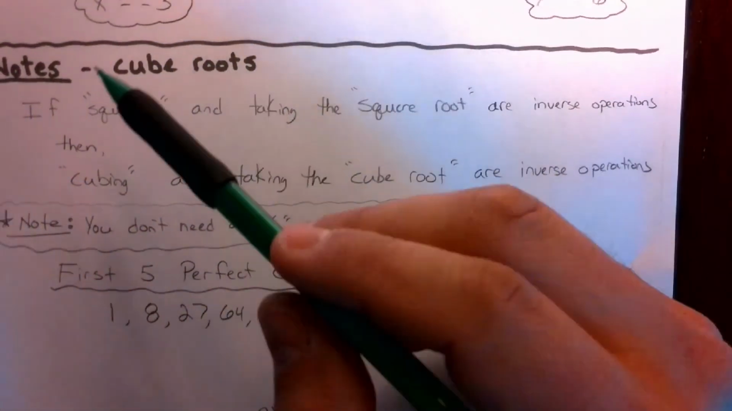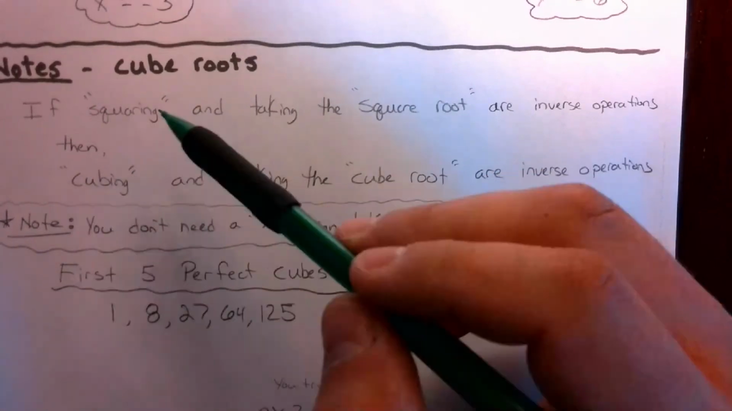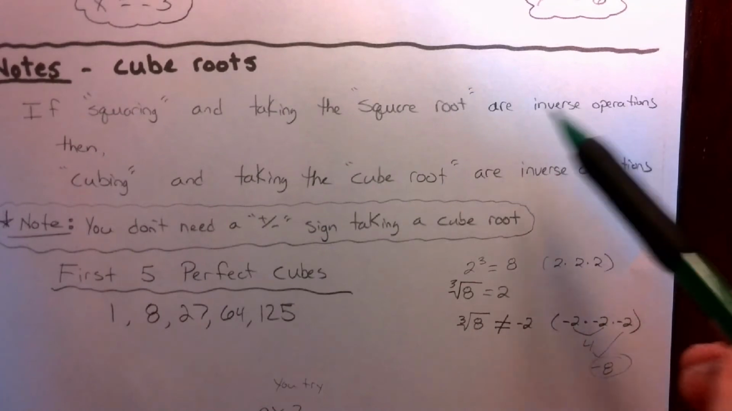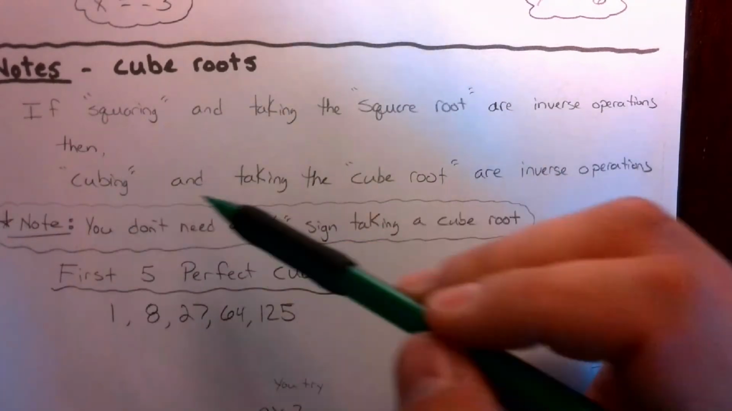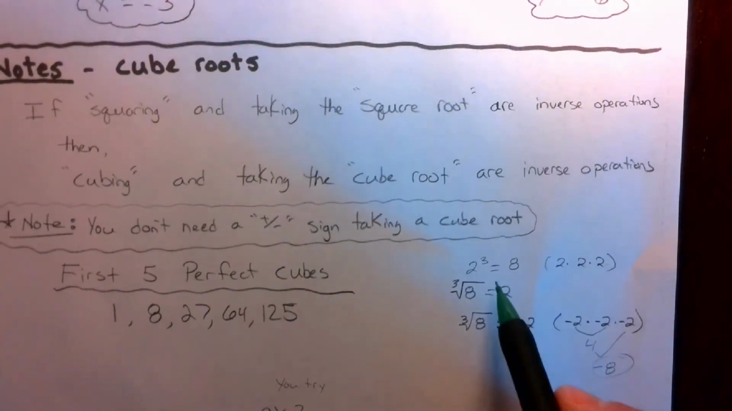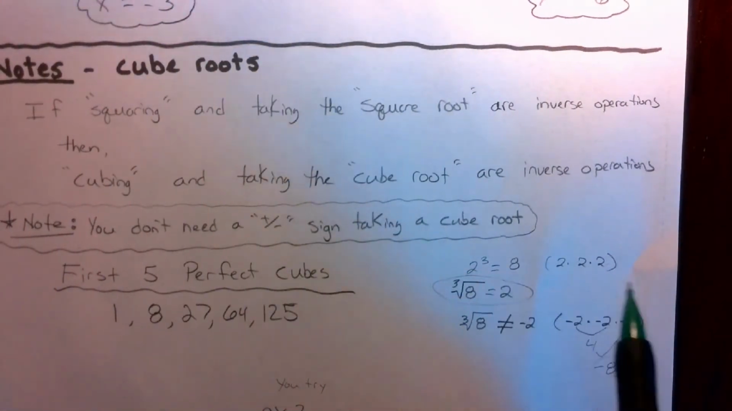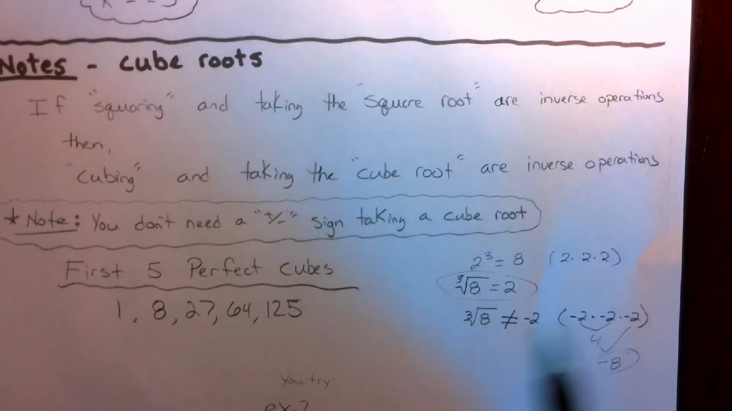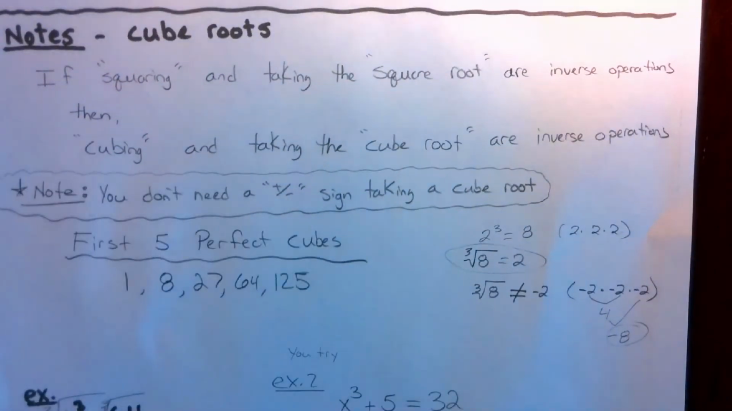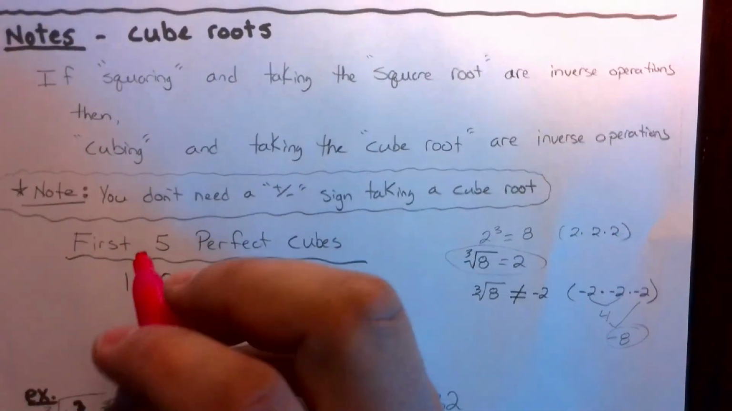If you read the notes here, it says, what we learned already is that squaring and taking the square root are inverse operations, they are opposites of each other, then cubing and taking the cube root are inverse operations. And again, this is how you show algebraically taking the cube root, all right? Here are the first 5 perfect cubes listed here.